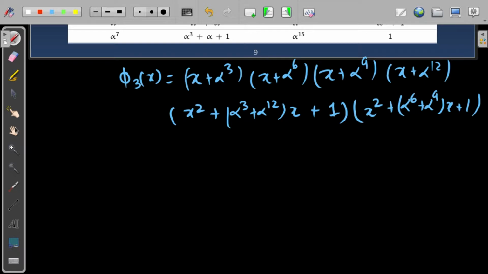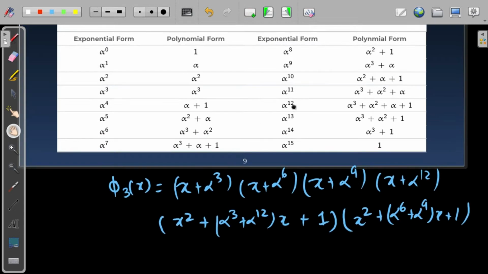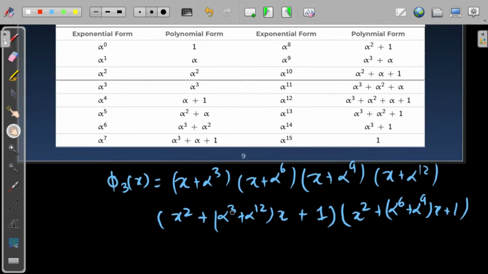Now I have to find out what alpha cube plus alpha 12 is. So alpha 12 is equal to alpha cube plus alpha square plus alpha plus 1, and if I add alpha cube here, I will end up with alpha square plus alpha plus 1, and alpha square plus alpha plus 1 is actually equal to alpha to the power 10, right? So we will get alpha to the power 10 here. Let me consider now alpha 6 and alpha 9. So alpha 6 is alpha cube plus alpha square, alpha 9 is alpha cube plus alpha.